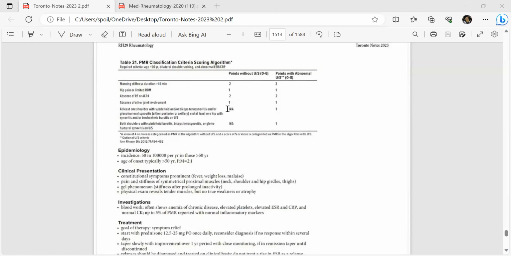This is also 1 point. And at least one shoulder with subdeltoid and/or biceps tendinitis and/or glenohumeral synovitis, and at least one hip with synovitis and/or trochanteric bursitis on ultrasound. That's not available here. Both shoulders with subdeltoid bursitis, biceps tendinitis, or glenohumeral synovitis on ultrasound.